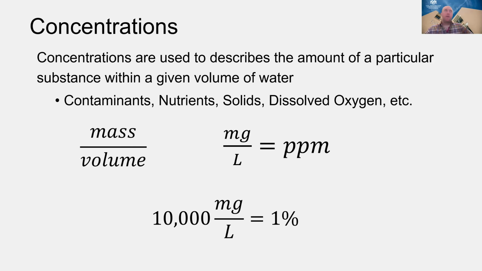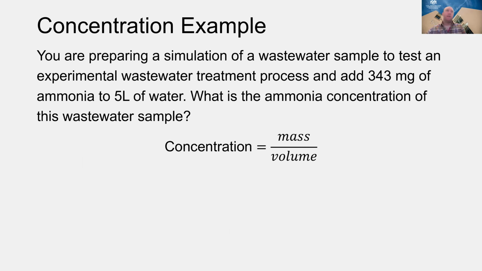Okay, concentration example. How do we calculate concentrations? Here's just one example. Say you want to prepare a wastewater sample, a simulation to test an experimental wastewater treatment process. So you add 343 milligrams, there's our mass, of ammonia into 5 liters of water, there's our volume. What is the ammonia concentration of this wastewater sample?